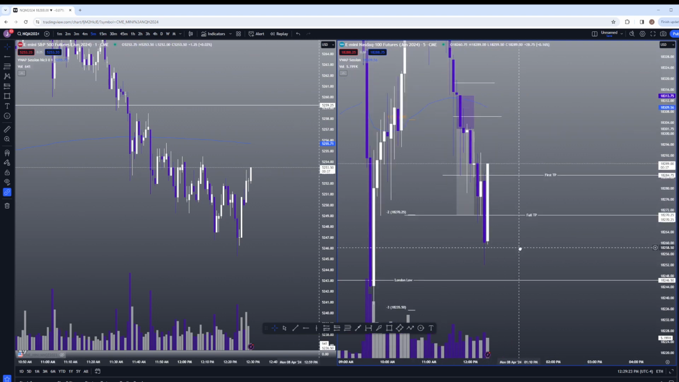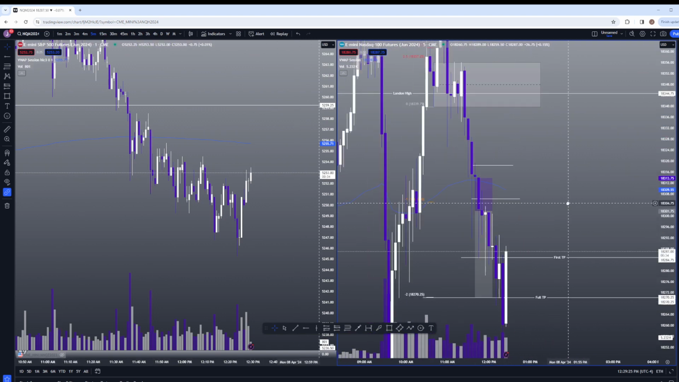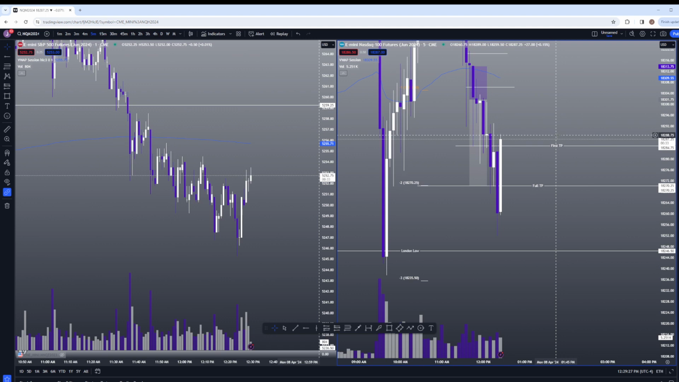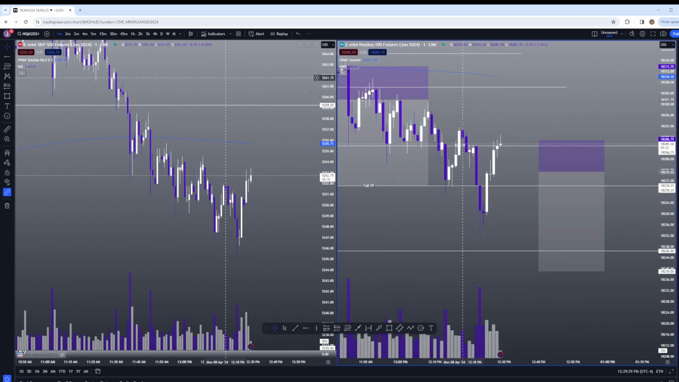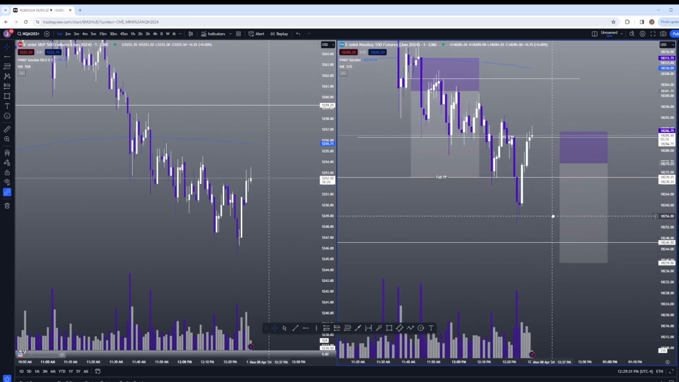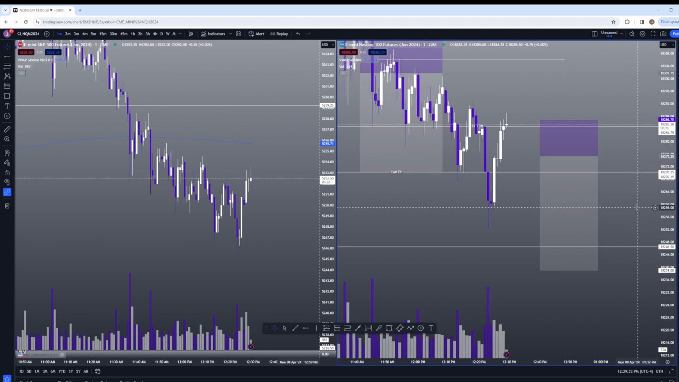This might be the bottom here, guys. This might be the bottom. We might head back up. Yeah, that was a quick run to our stop right there. Quick run to our stop.